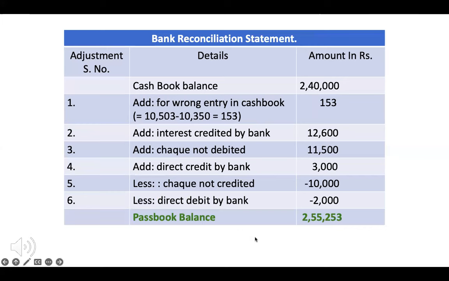Finally, to arrive at the passbook balance, we add all positive figures in the bank reconciliation statement to the cash book balance and subtract all negative figures. Here, the passbook balance comes out to be rupees 2,55,253. So this will be our passbook balance. In this pattern, in this method, we can solve any bank reconciliation statement with any number of mismatching figures. I hope this will resolve your doubts.